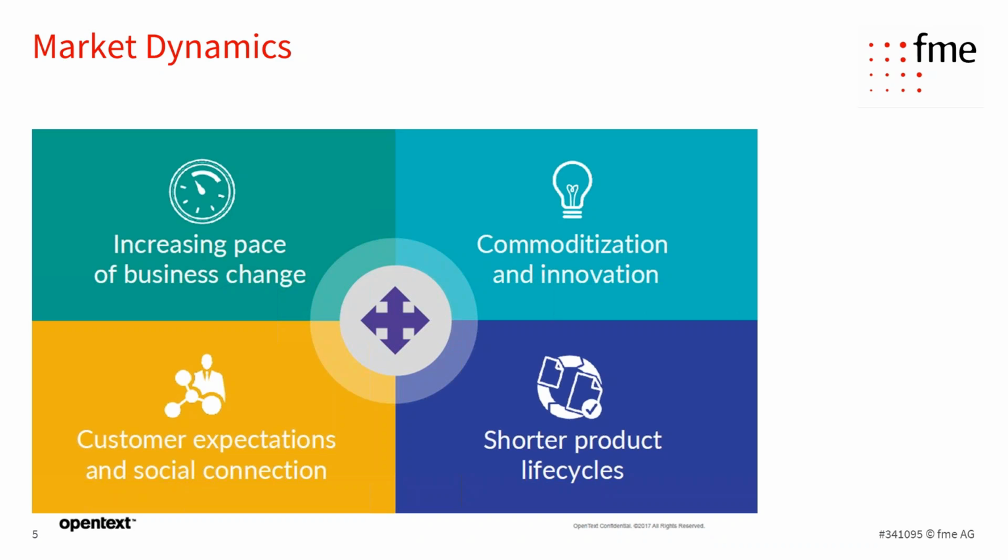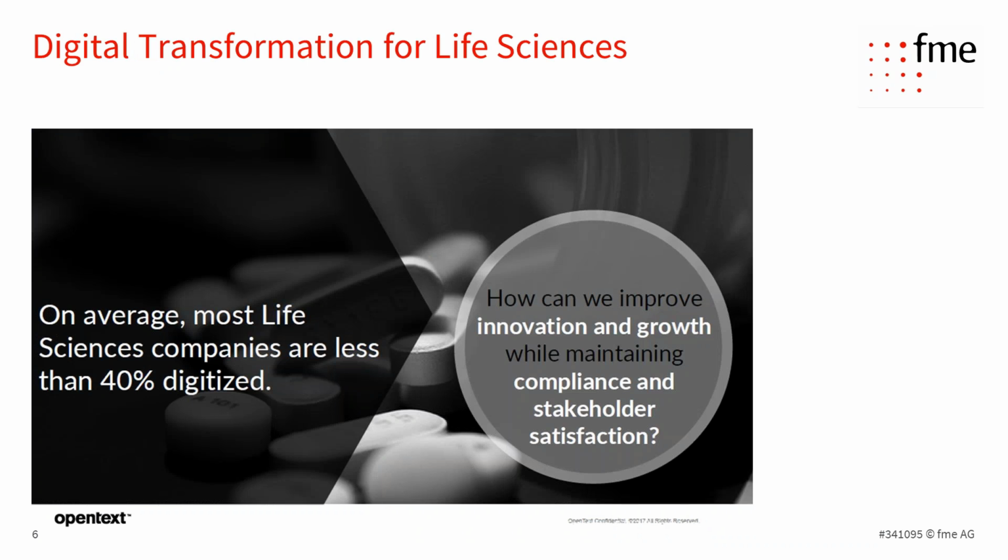So these four quadrants, if you will, really encompass the market dynamic that we see today. And also digital transformation for life sciences. Some interesting facts: on average, most life sciences companies are less than 40% digitized. So what does that mean? We have a lot of information that is not digitized, that can't be harnessed.